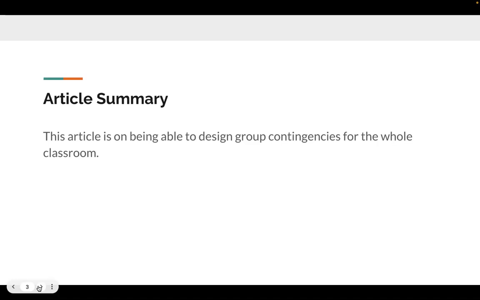What this article focuses on is group contingencies. It shows how to implement them in a classroom as a whole. As stated in the article, typically groups or teams of students are rewarded for exhibiting appropriate or desirable classroom behaviors, rather than being punished or reprimanded for exhibiting inappropriate or undesirable behaviors. This article gives us a laid out explanation on how to design group contingencies.